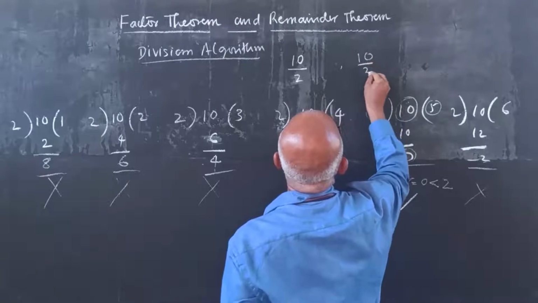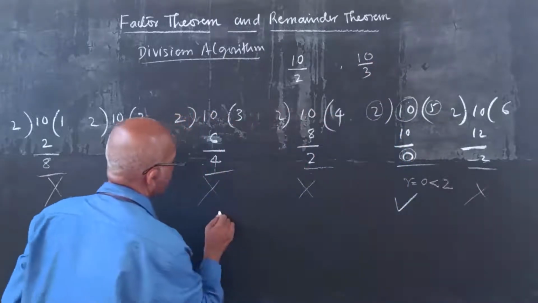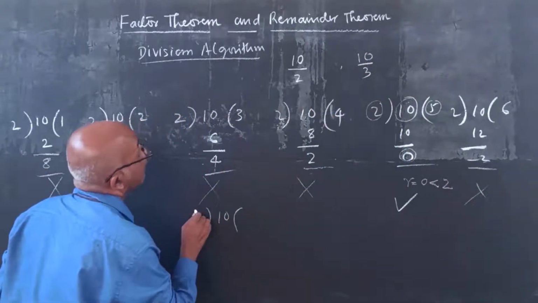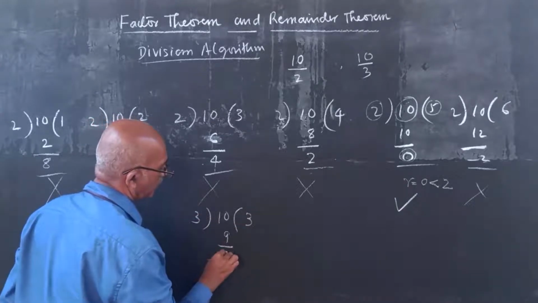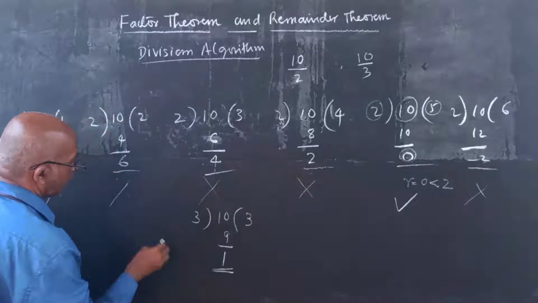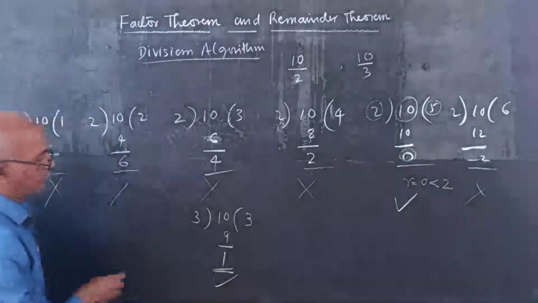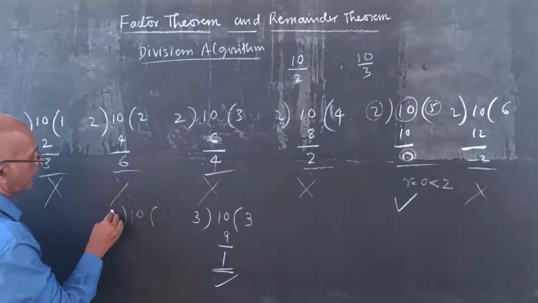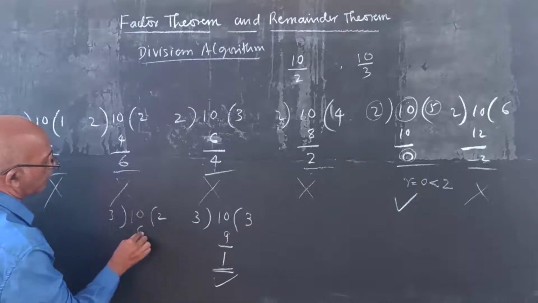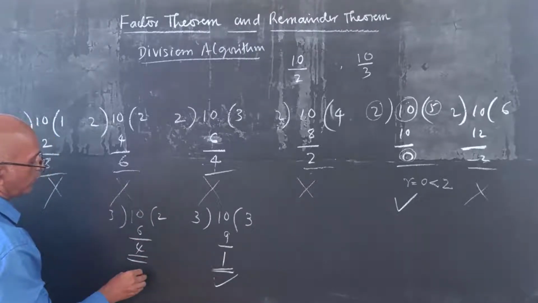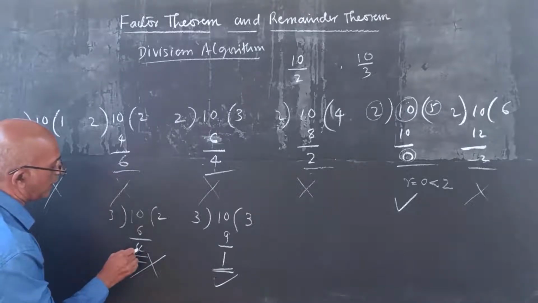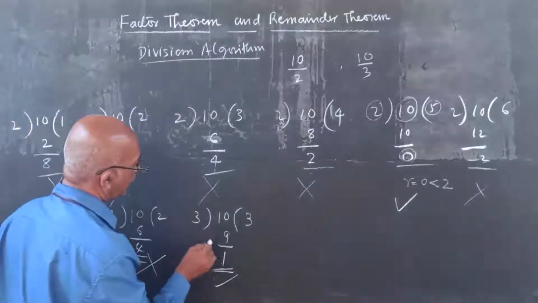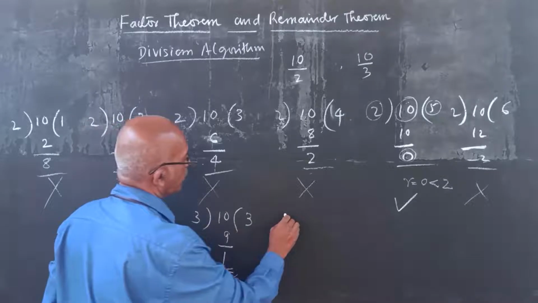Now I will take one more example. 10 by 3. Suppose I take 10 and divide by 3. 3 3 is 9, this is 1. This is the division algorithm. Suppose if you take 3 2 is 6, 4. This is not the division algorithm. Why? Because 4 less than 3 is false. 1 less than 3 is true.